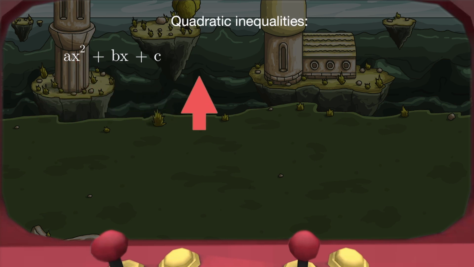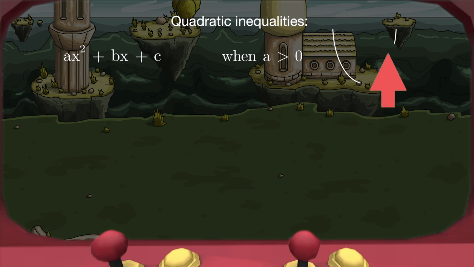That means when a is greater than 0, we want to keep that a greater than 0. I'll say it again, we want to keep this coefficient a positive value, because then for quadratic inequalities we're always going to draw the parabola like this in a positive orientation, so the legs are pointing up. So always remember this. Now let's look at quadratic inequalities.